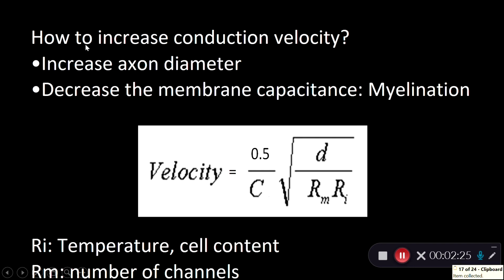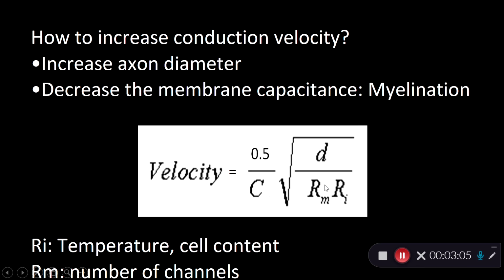So here let's talk about how you can increase the conduction velocity on a neuron. First one, you can increase the diameter, right? Because based on this equation, the diameter is here. If you increase this number, the velocity will increase. And if you decrease the membrane capacitance, which is C here, you are also going to increase velocity. And how do you decrease membrane capacitance? The answer is by myelination. So the thicker the myelination you have, the faster the action potential is going to travel along this axon.